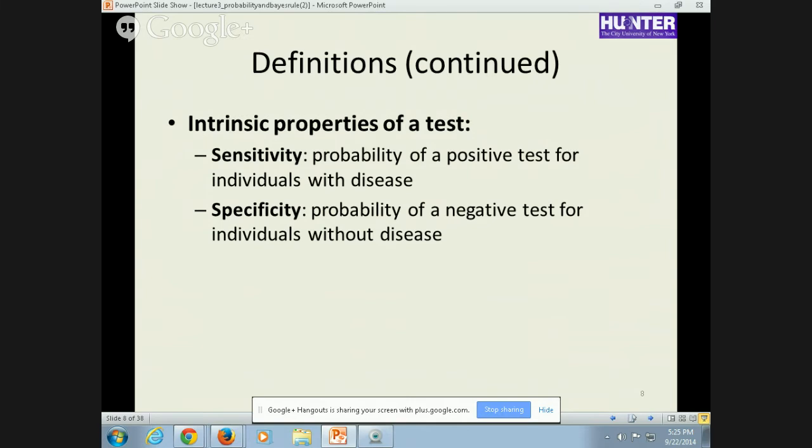Specificity is its performance on individuals who do not have the disease. So it's kind of the reverse. If you don't have the disease, that's the probability that it correctly says you don't have the disease. And that was the piece of missing information that we didn't have on slide 2.